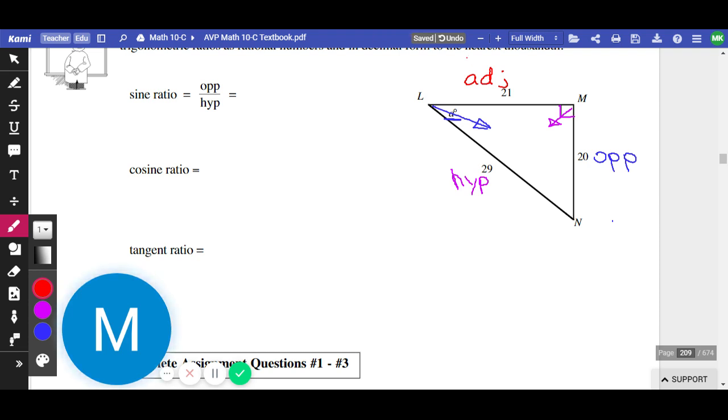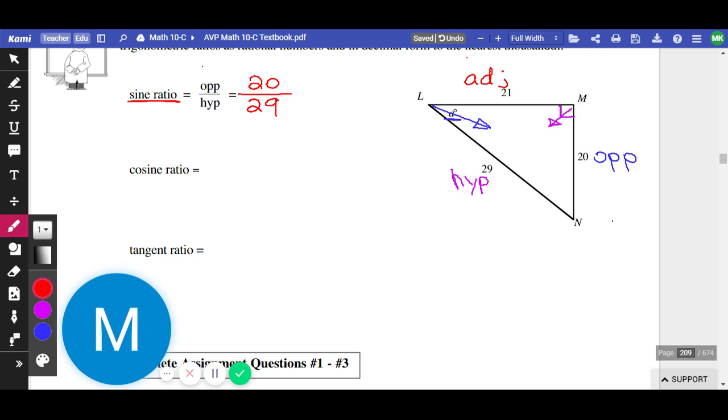Awesome. Let's see if we can figure out the primary trigonometric ratios for this triangle. The first primary trigonometric ratio I'm going to do is the sine ratio. The sine ratio equals the opposite side divided by the hypotenuse side. Looking at this triangle, my opposite side is 20. My hypotenuse side is 29. So my sine ratio is 20 divided by 29.